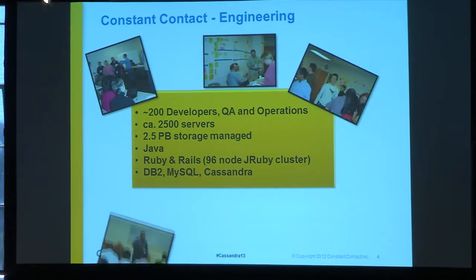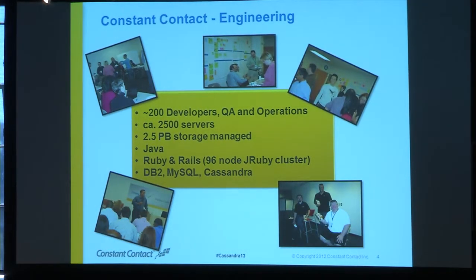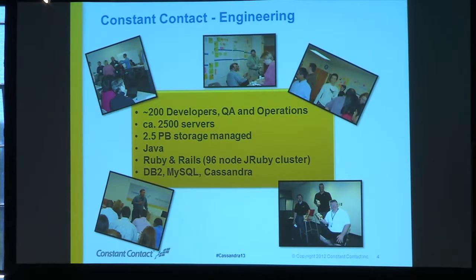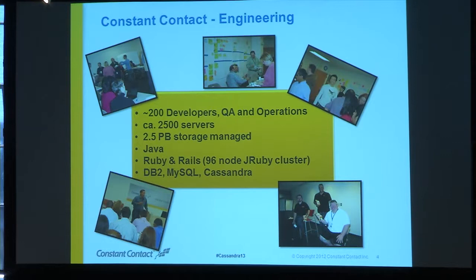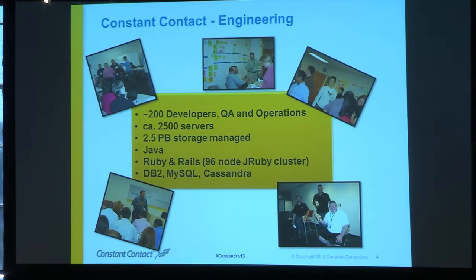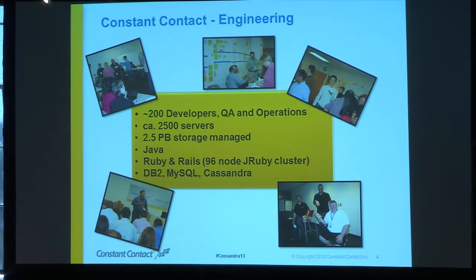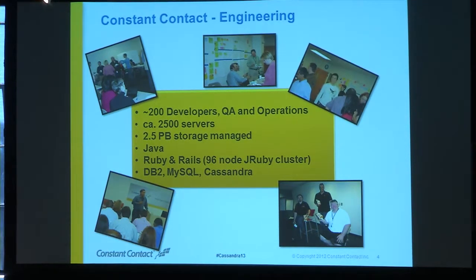On the engineering side, we have about 200 software engineers, developers, and operations guys, managing about 2,500 servers and 2 data centers, about 2.5 petabytes of storage. Our technology stacks are Java and Ruby on Rails. And on the persistence side, we're using DB2, MySQL, and Cassandra, which is why we're all here today. I'm going to talk to you a little bit about what we did specifically with the migration from DB2 to Cassandra.